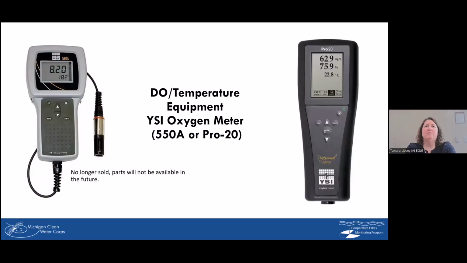So these are the two types of meter that we allow as part of the CLMP program. The one on the left is a YSI 550A. That's an older model. It's no longer sold, and as far as I know, parts are not available. But we know that there are lakes that have been participating in this parameter for years. Their YSI 550A is still working well, so we do allow data to be submitted if you use that type of meter.